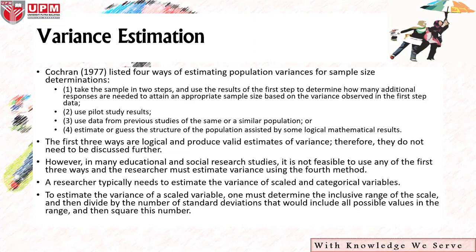Okay. And then ataupun kita boleh guna, we can determine the variance estimation ni based on the pilot study result. Okay, the third one, we can use data from previous study of the same or a similar population. Boleh juga. Macam mana kita nak tentukan variance ni? The last one, estimate or guess the structure of the population assisted by some logical mathematical result. Yang ni paling susah. Okay, the most practical one, number 2 and number 3. Okay, pilot result and then use data from previous studies.